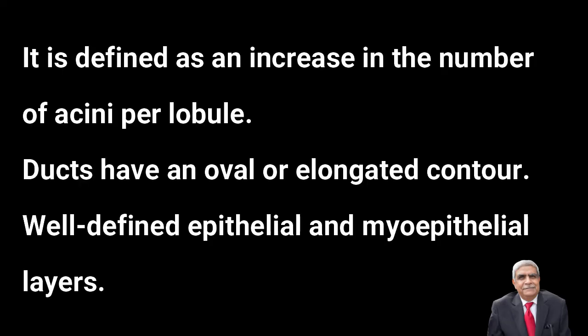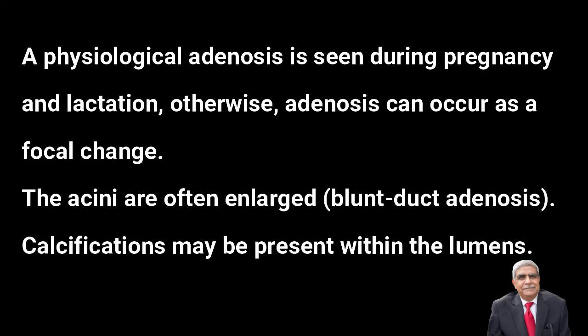Adenosis is defined as an increase in the number of acini per lobule. The ducts have an oval or elongated contour with well-defined epithelial and myoepithelial layers. A physiological adenosis is seen during pregnancy and lactation. Otherwise, adenosis can occur as a focal change. The acini are often enlarged, called blunt duct adenosis. Calcifications may be present within the lumens.